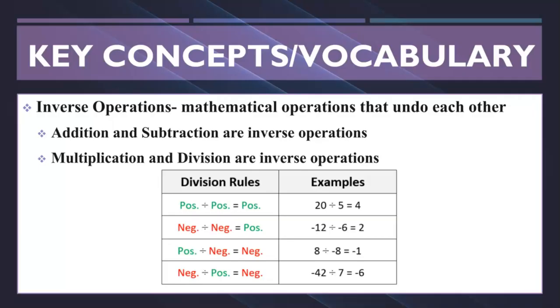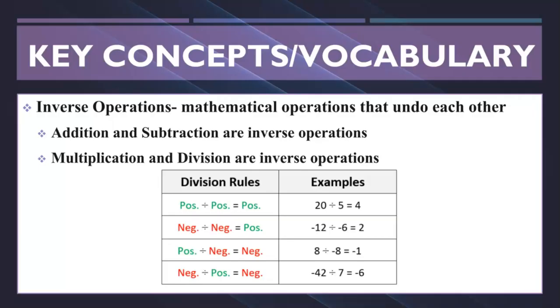signed numbers. So the inverse operations are mathematical operations that undo each other. So we've already done multiplication. Addition and subtraction are inverse operations, and multiplication and division are inverse operations. So if you know how to do one, you can use that to help you with the inverse of it.